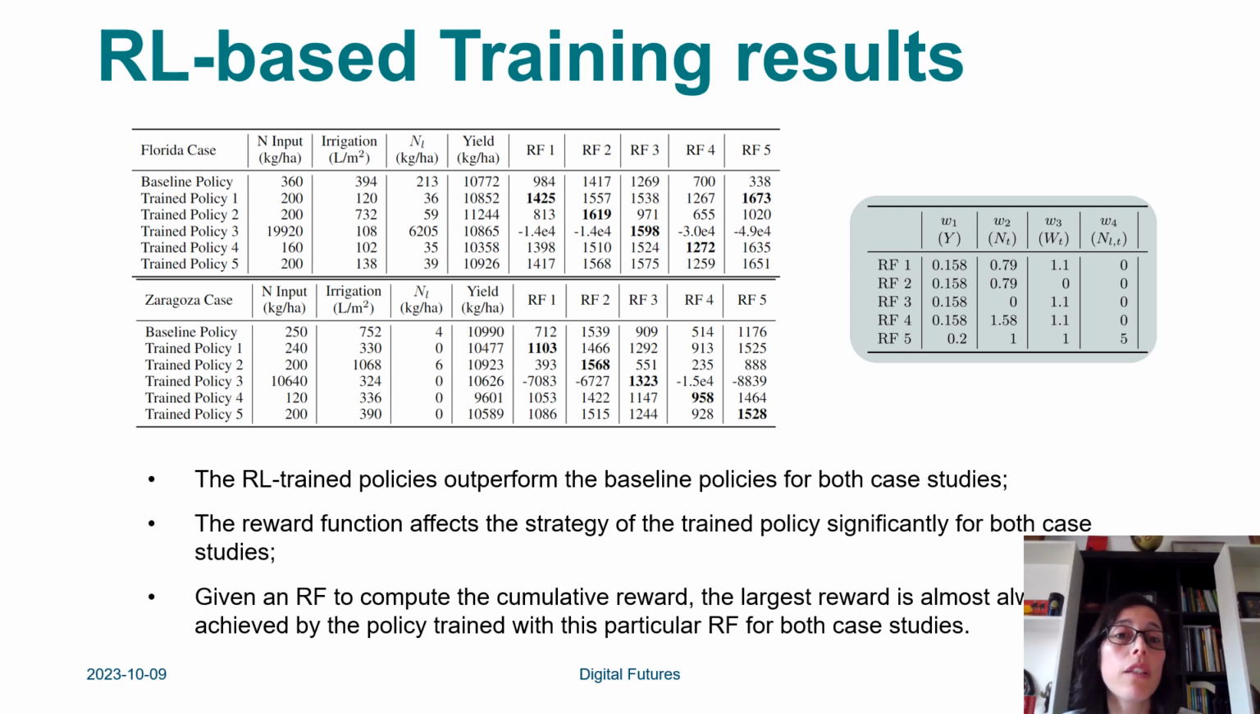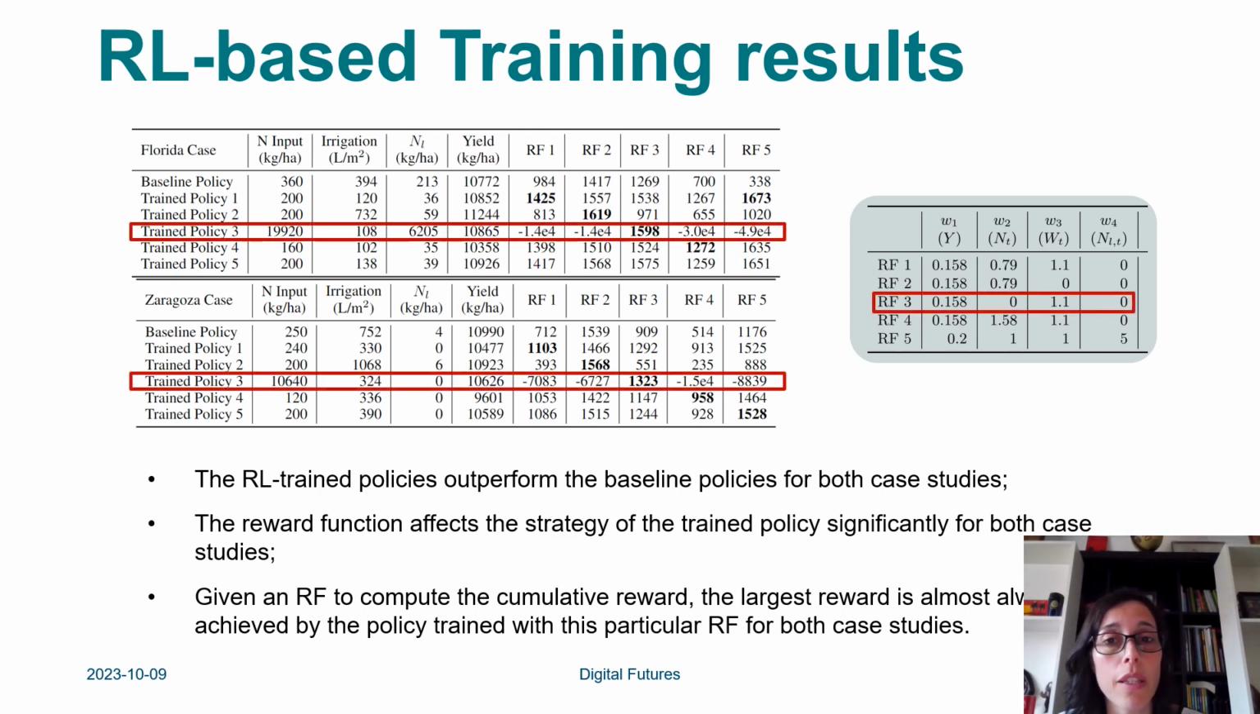For example, consider the trained policy with reward 3, which assumes a zero cost of nitrogen fertilizer. The trained policy applies a large amount of nitrogen fertilizer compared with others to achieve the highest yield and the largest cumulative reward with a small amount of water. In all the cases, the reinforcement learning trained policies outperform the baseline policies for both case studies.